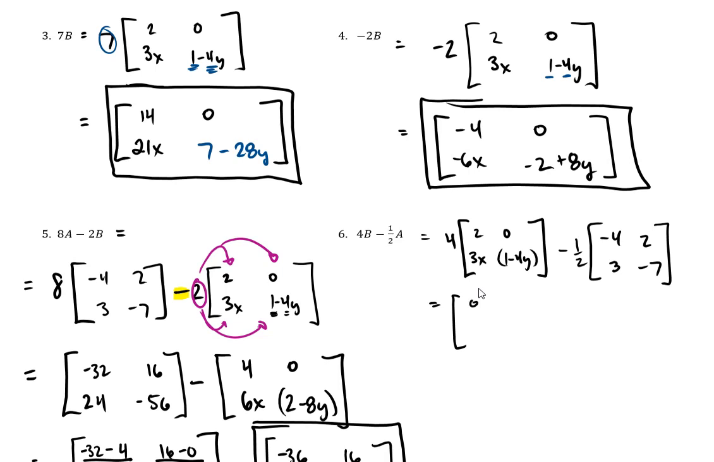So we would have 4 times 2 is 8. 4 times 0 is 0. 4 times 3x would be 12x. And then this 4 does multiply each of them. So it would be 4 minus 16y. Okay, so there's that setup.